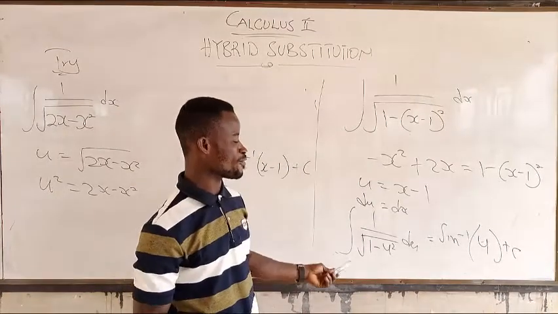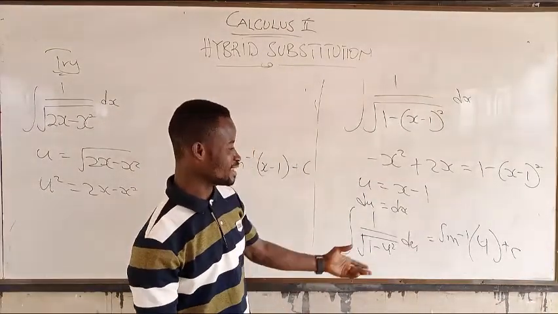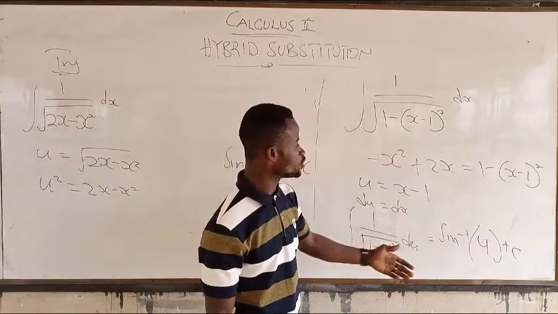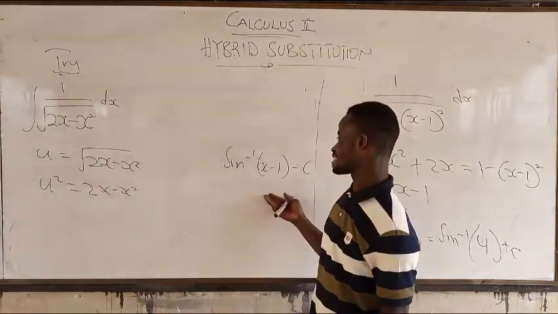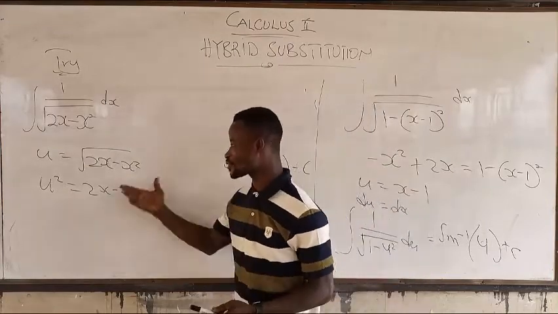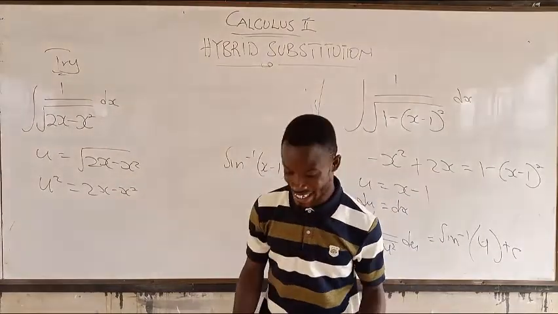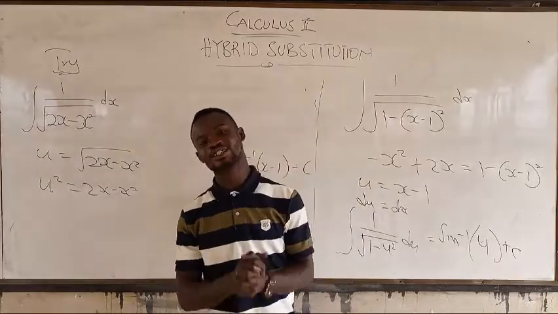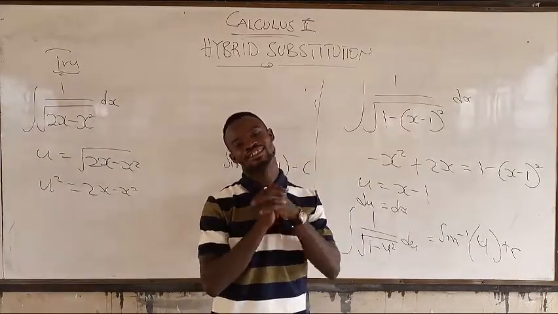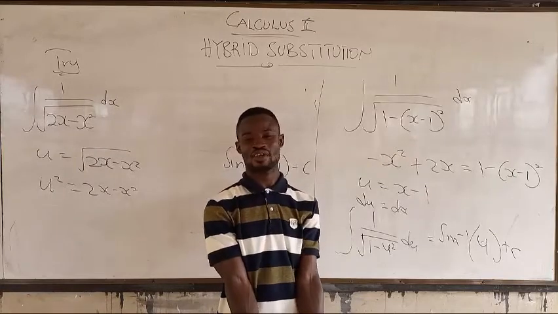This is just sine inverse of u. And you know that u is equal to x minus 1. And you are done with it. That is exactly what you're going to get. But you can also use hybrid substitution. Alright, I am done with the question. In fact, take your time and enjoy integration techniques. It's very, very interesting.